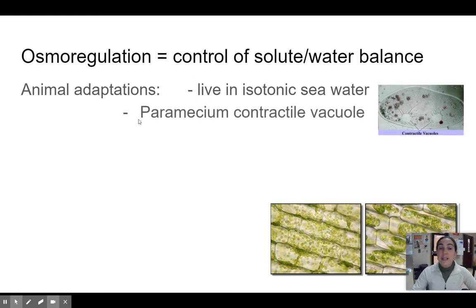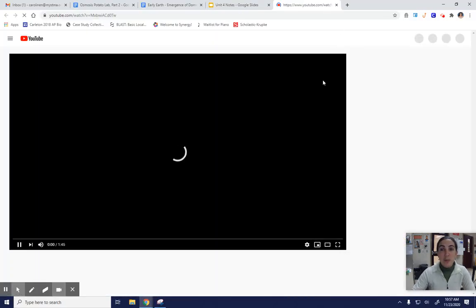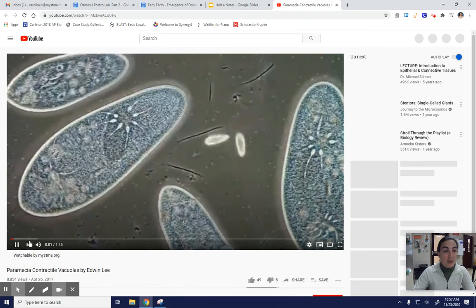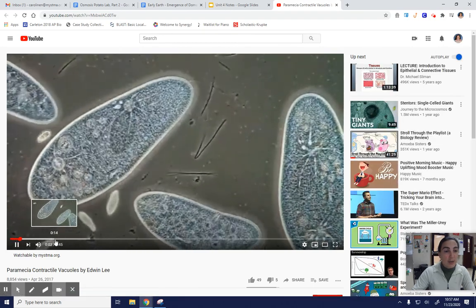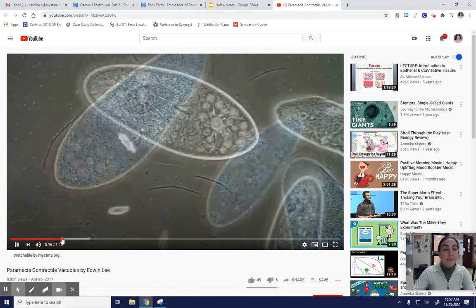Other organisms, like these little single-celled paramecium that you see here that live in freshwater, have evolved special features. You can see in this picture there are two things called contractile vacuoles. I'm actually going to show you how this works. There's no sound on here, but I just want you to take a look, and I'm going to skip ahead to one where you can see it a little better.